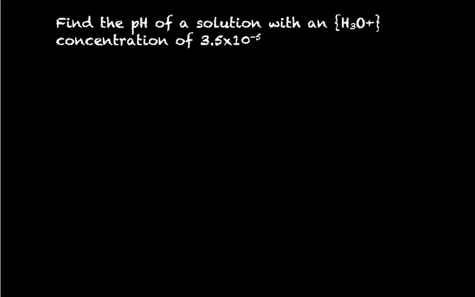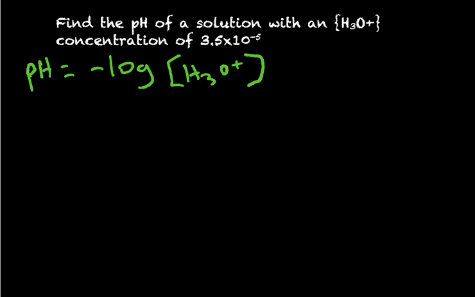Now, the first thing we need to do is understand what our equation for pH is. The equation for pH is equal to the negative log of the H3O+ concentration. Now this is a pretty simple, straightforward problem once you know the equation.